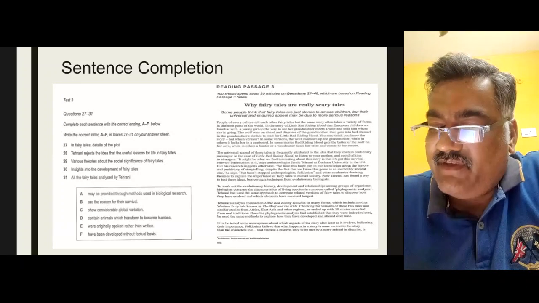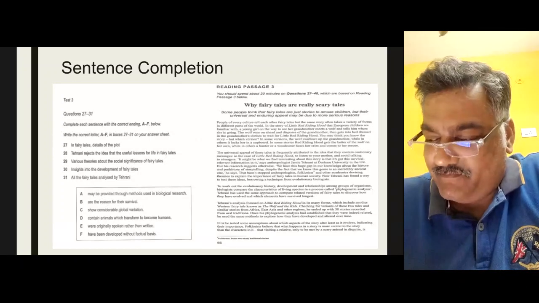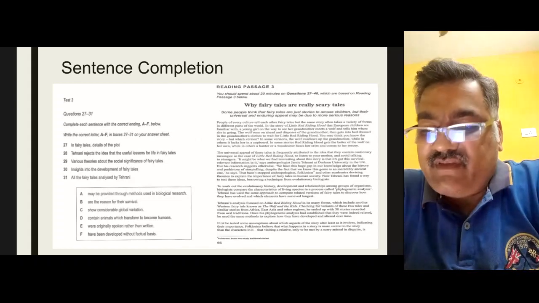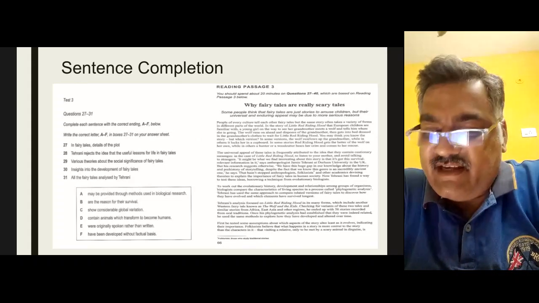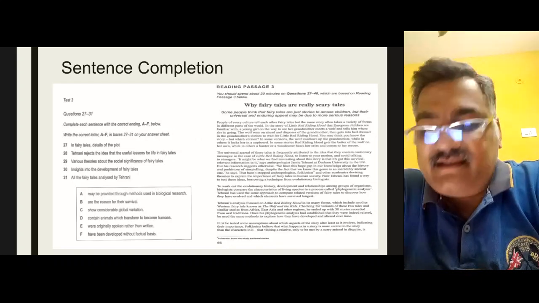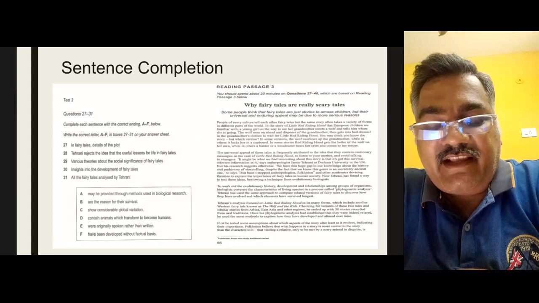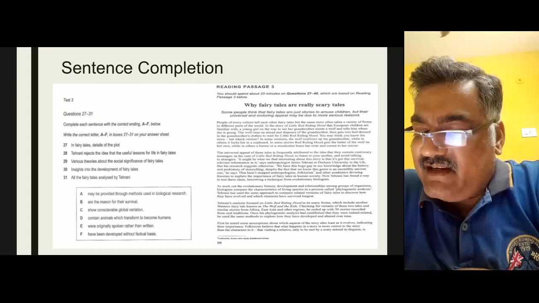All right. Here we have something called sentence completion. This sentence completion is one of the easiest parts of IELTS. The reason is they give you one part of the sentence and they ask you to finish the next part of the sentence.